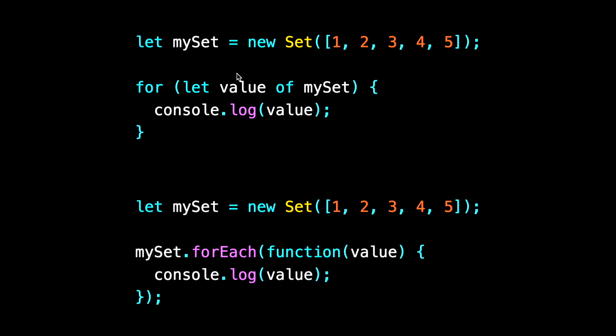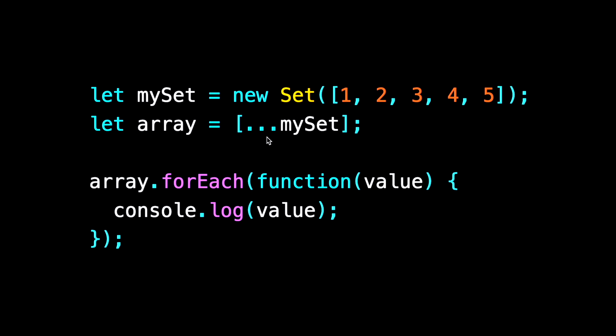We can iterate through a set with a for...of loop. So for (let value of mySet). So this is the variable that we're creating for each time we go through the loop of mySet, and this is going to log 1 2 3 4 5. We can also create a set and do a forEach loop. So for each value in the set, we're going to log that out. So these are two ways of iterating over the set.